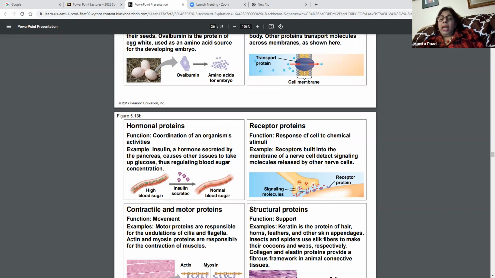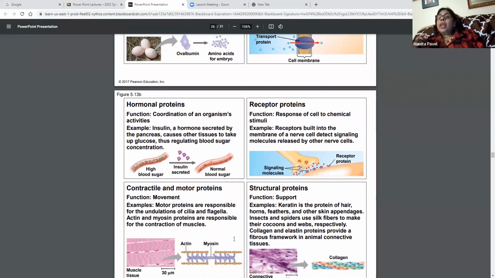Then you have structural proteins, wherein proteins are helping to contract the muscles. When you contract, you're building your biceps. You relax, you're building your triceps. So they help in the movement.